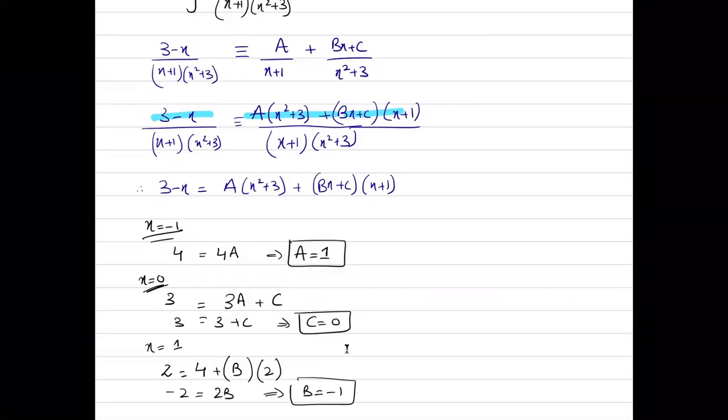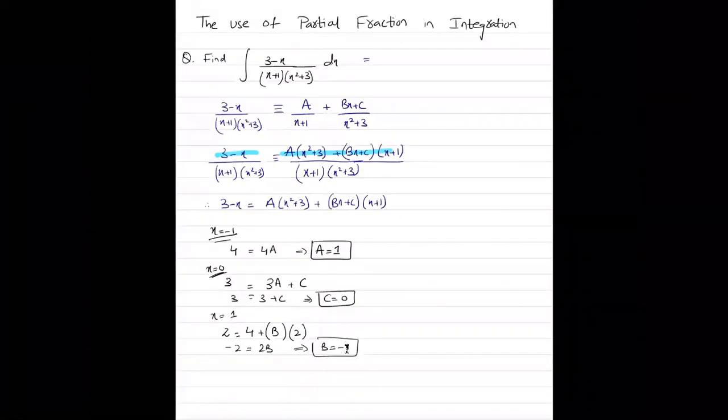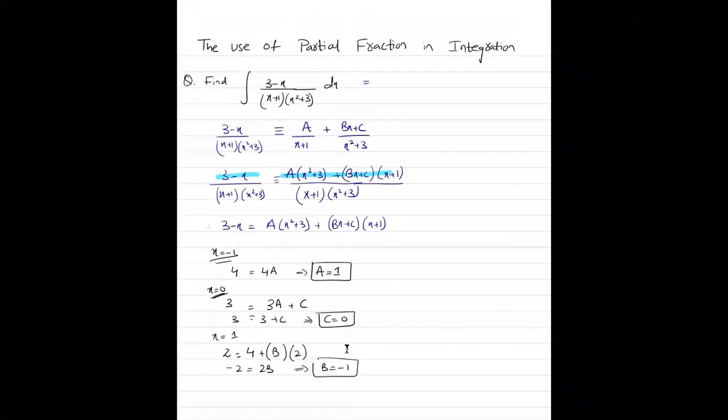Once I have the values of A, B, and C, I can make the partial fractions. The partial fractions are going to be A upon x plus 1, plus (Bx plus C), where C is 0. B was -1, therefore minus x upon x squared plus 3. Okay, that's the partial fraction.